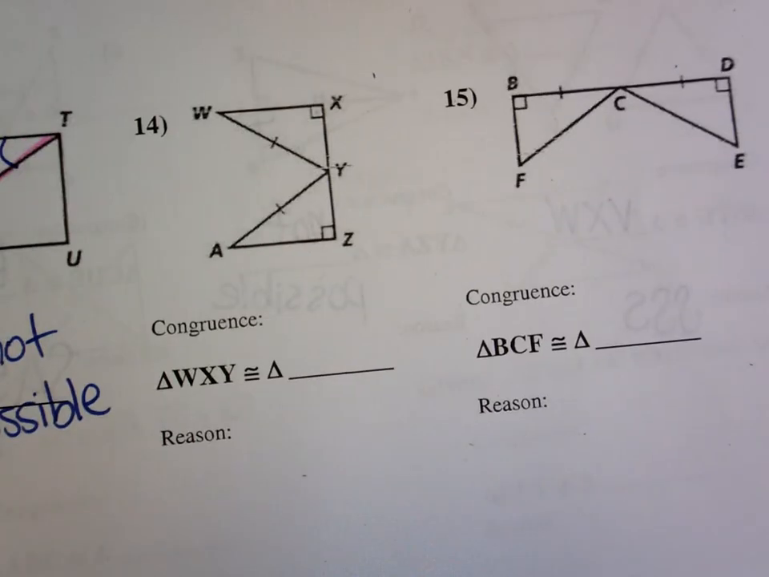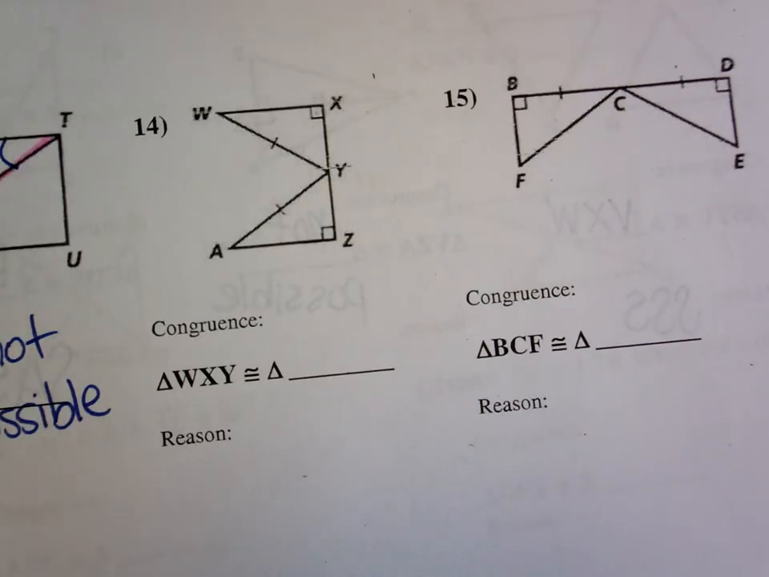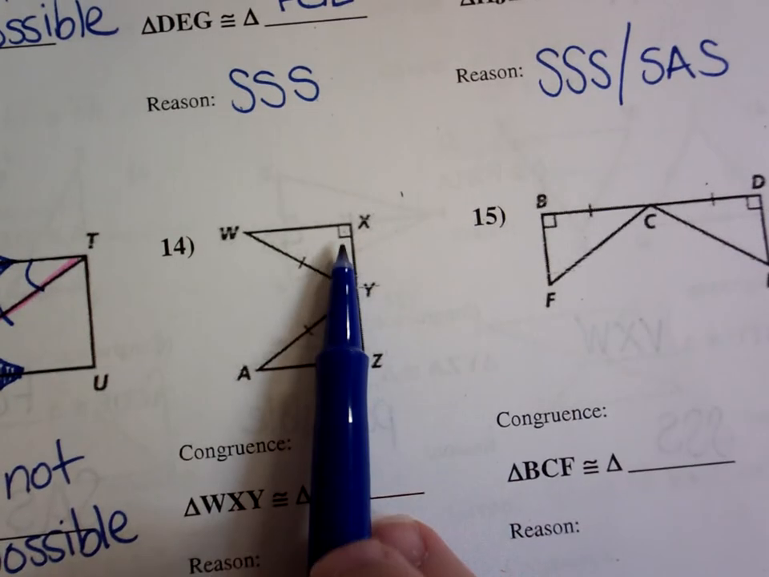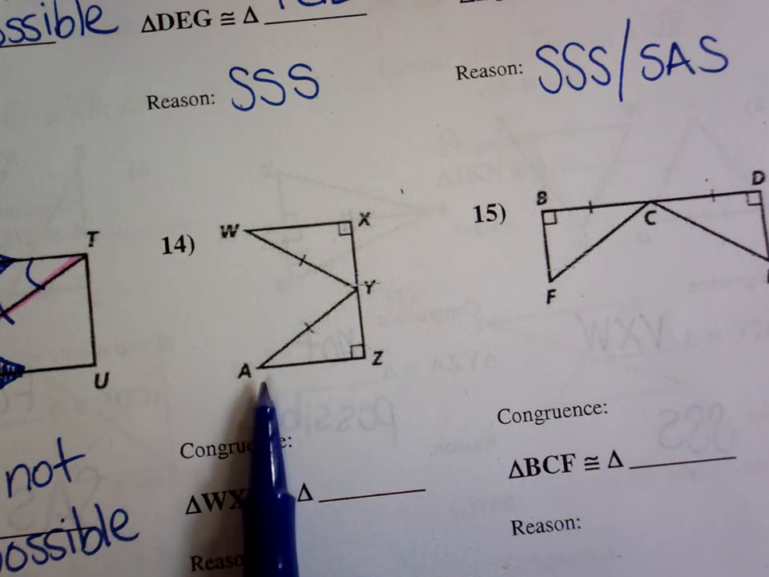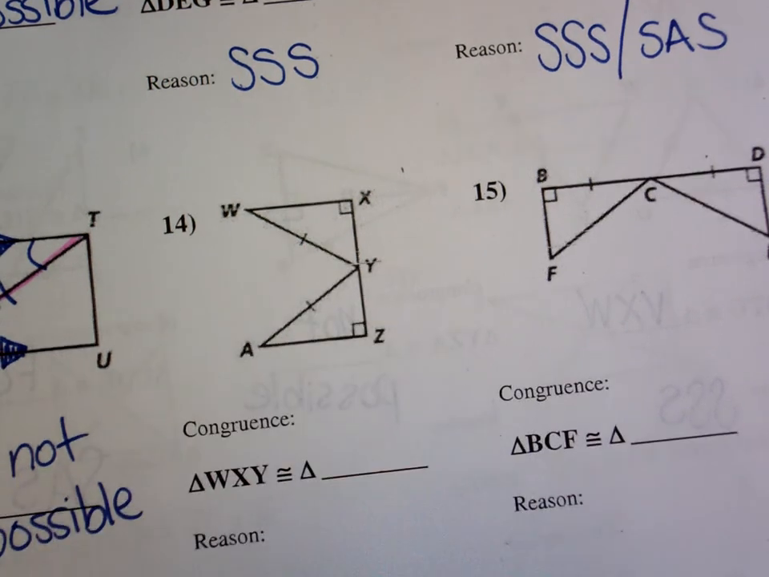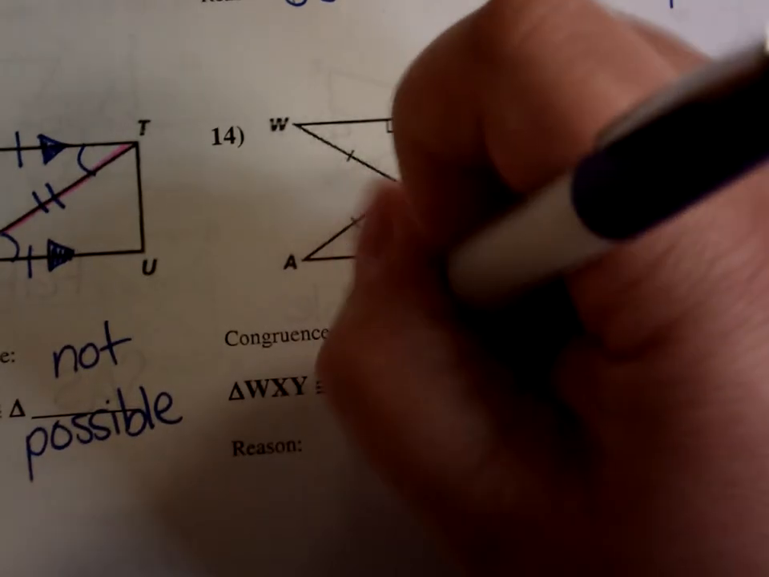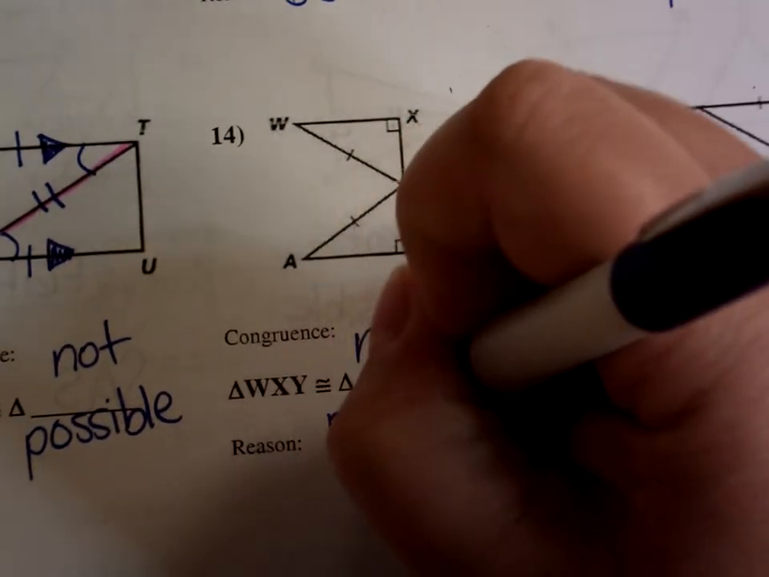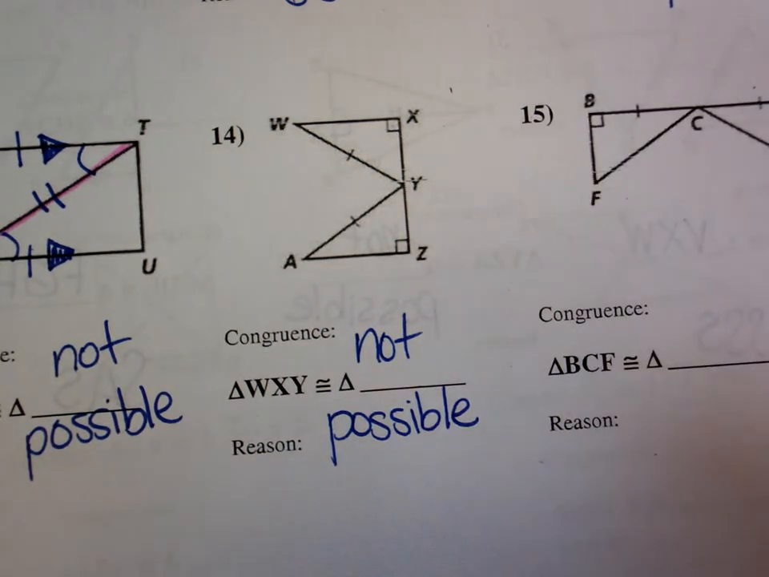Number 14, we have two right triangles, so that means HL is on the table. It's a possibility. So that means I have 5 options here that I'm looking for. Angle X is congruent to angle Z. That's one piece of information. WY is congruent to AY. That's 2 pieces of information. What else do I know? Nothing. That's it. I can't say anything else. Not possible.